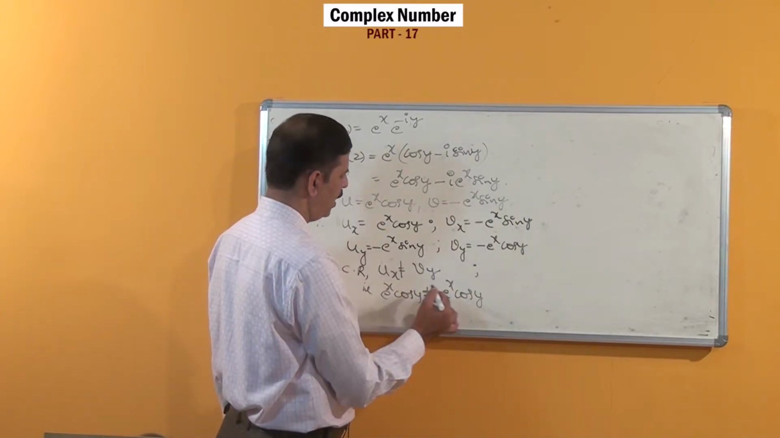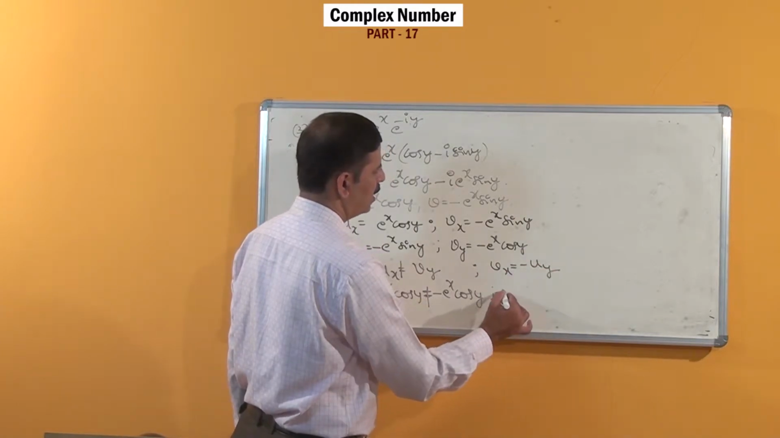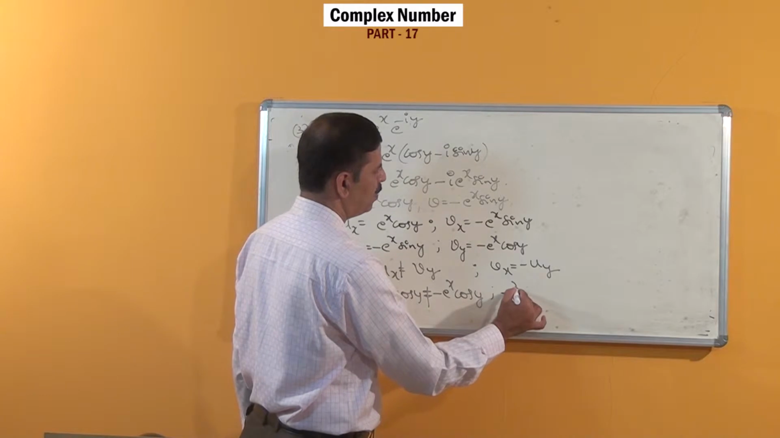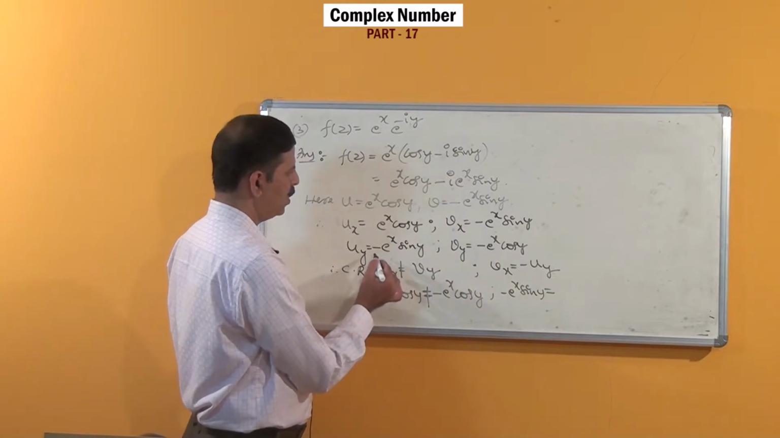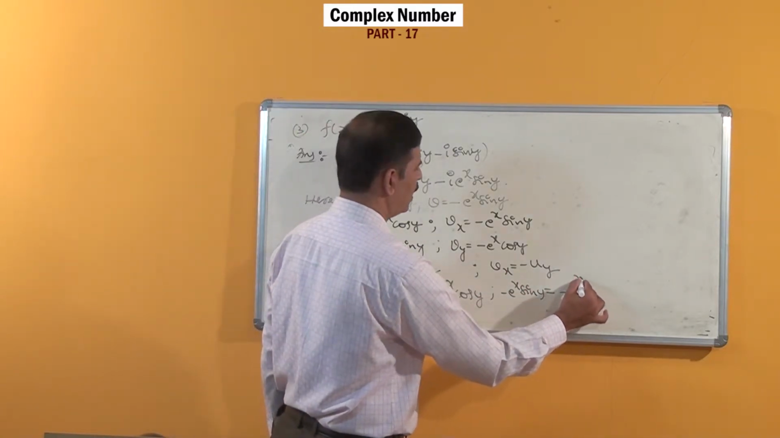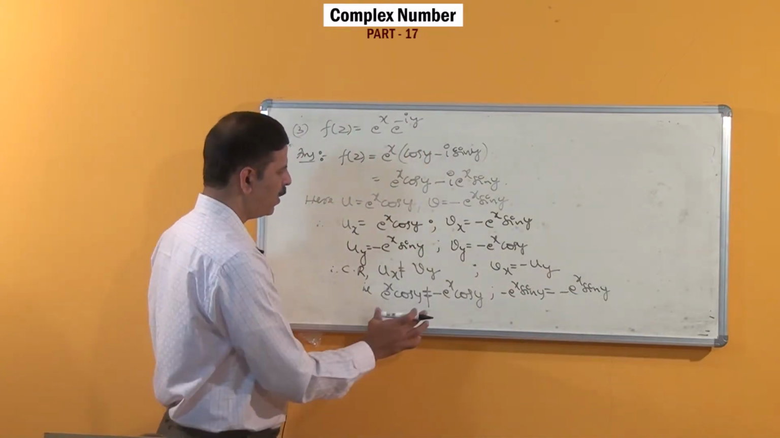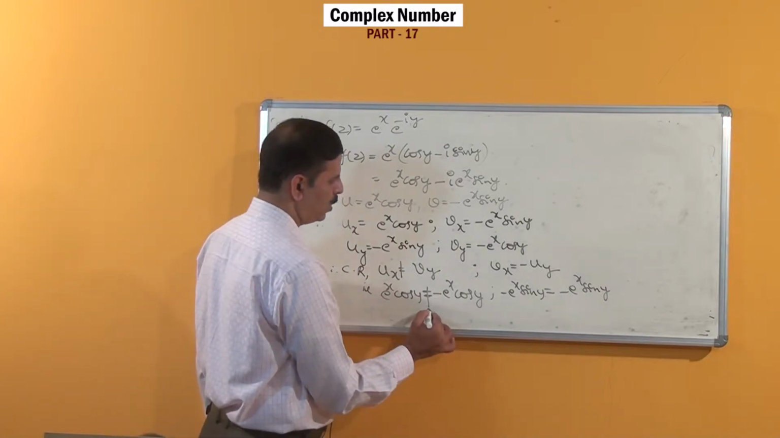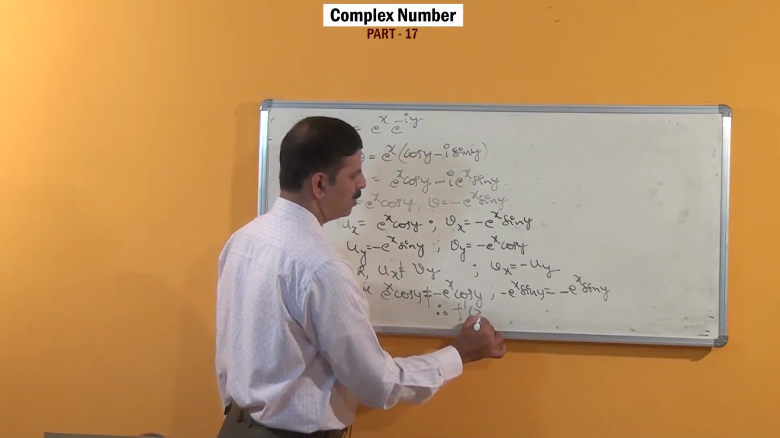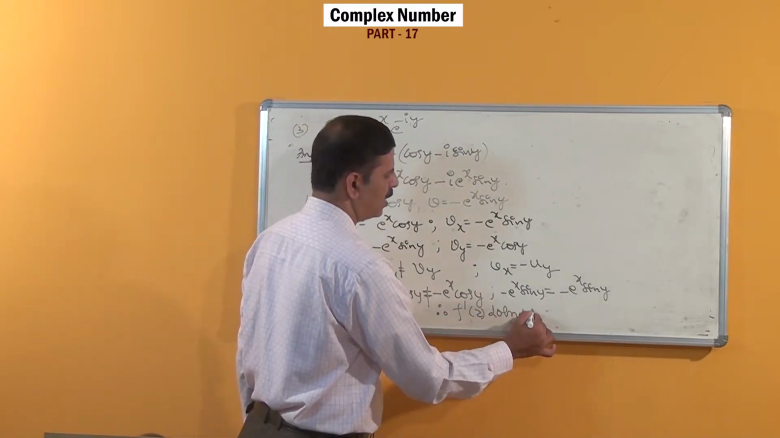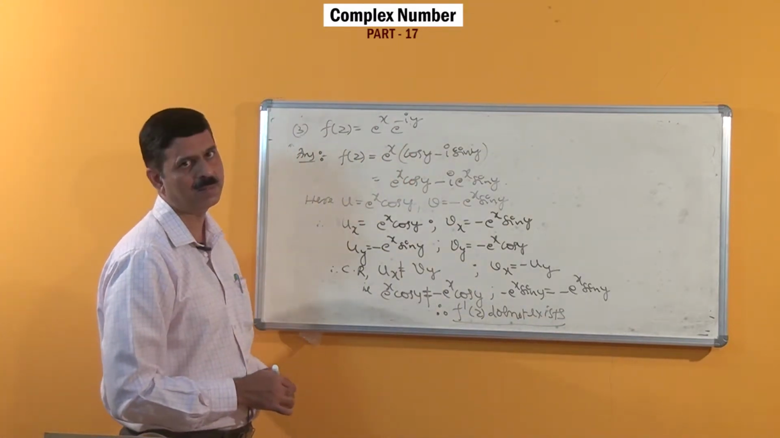Now observe the second term: vx is equal to minus uy. What is vx here? Minus e power x sin y. Is it equal to uy term, which is minus e power x sin y? So the second condition is satisfied, but the first is not. So, while giving the answer, since the first condition is not satisfied, f dash of z does not exist. The derivative of this function in this case does not exist.